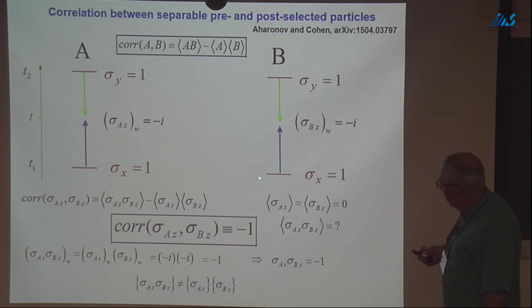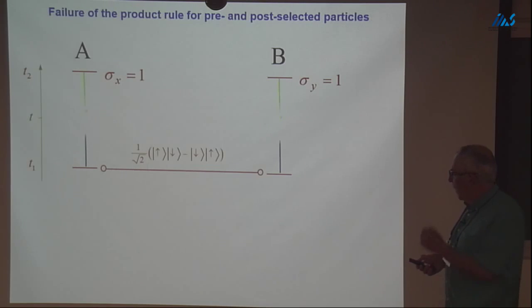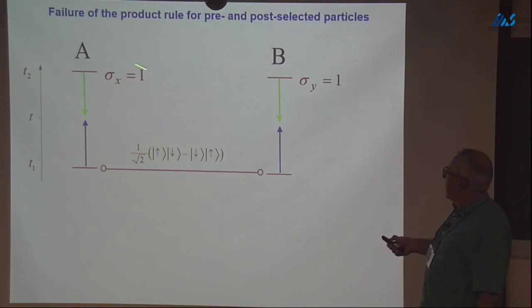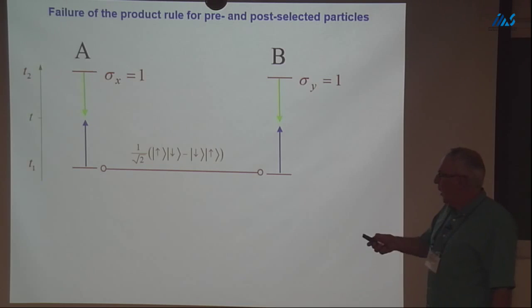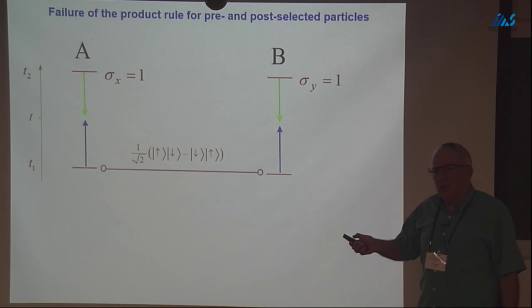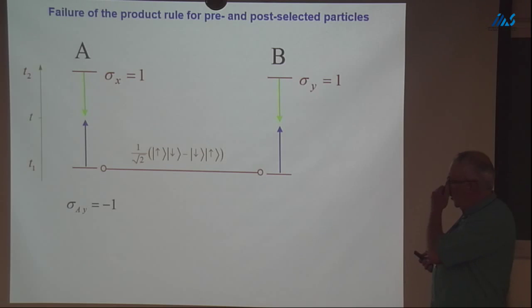If I take this system and make it entangled, say here I found that sigma x equals 1, sigma y equals 1, but I start with a singlet, an entangled pair. Here I also find something very interesting between these two particles. There is a failure of the product rule. Without post-selection, we always have this product rule: if A equals A and B equals B, then AB equals AB. Not for pre and post-selection.